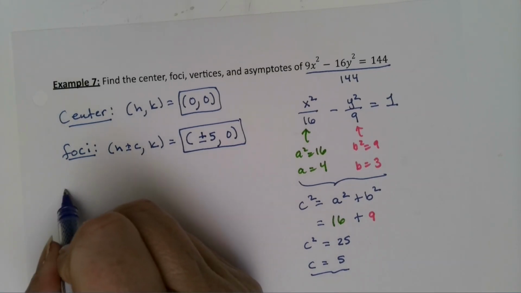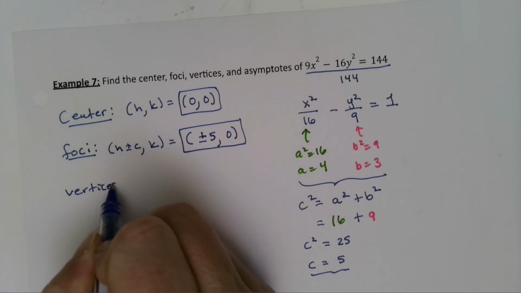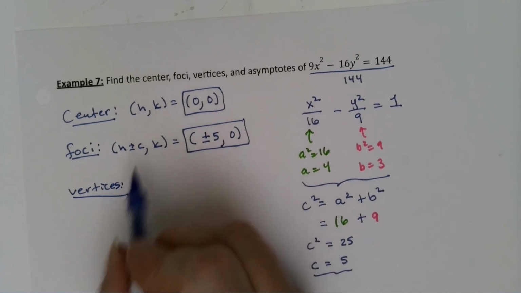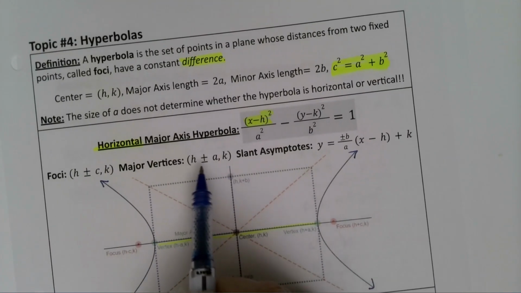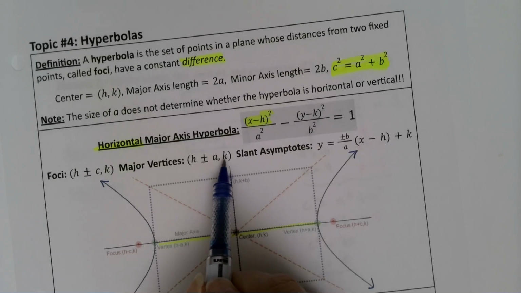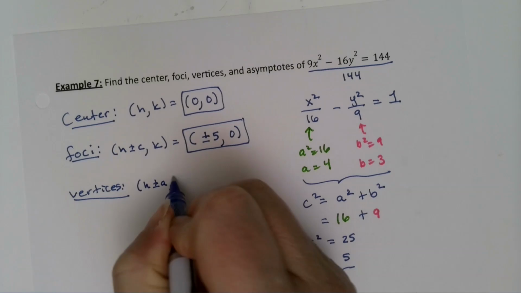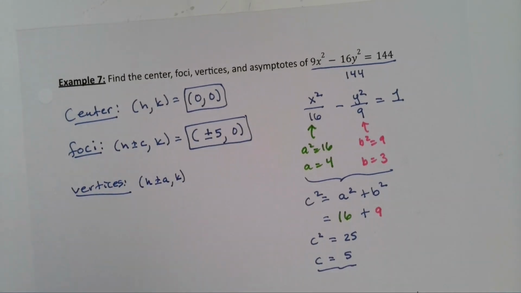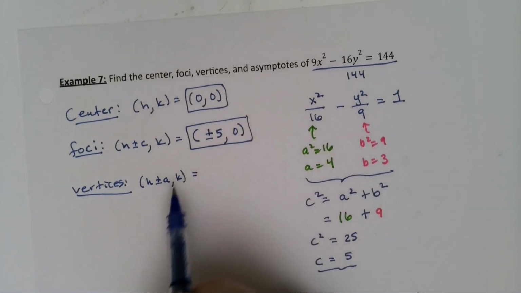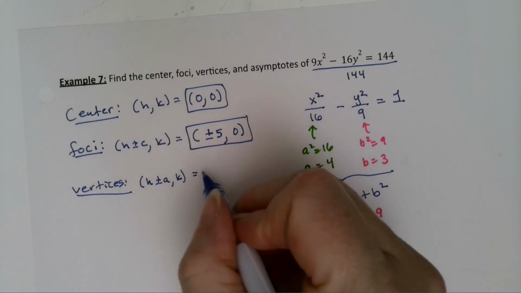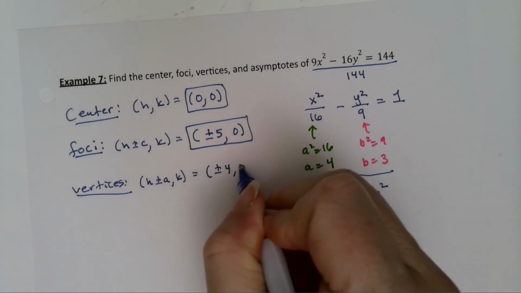All right, now what about the vertices? The vertices are H plus or minus A comma K. So I'll write that down, H plus or minus A comma K. But again, H and K are both 0, so this is particularly easy. Right? So A was 4, so it's plus or minus 4 comma 0.